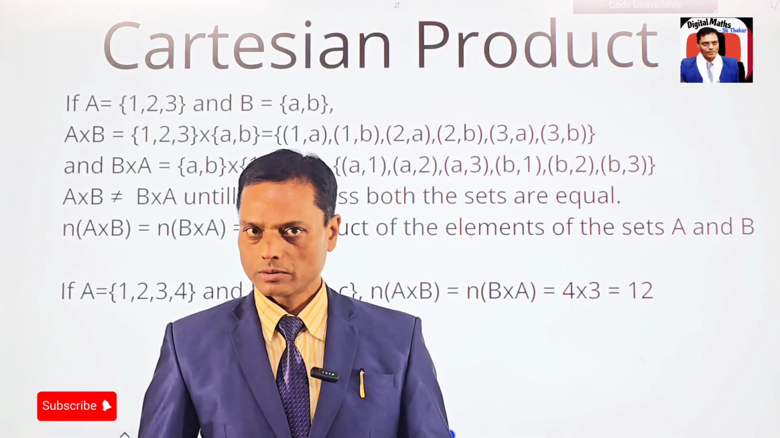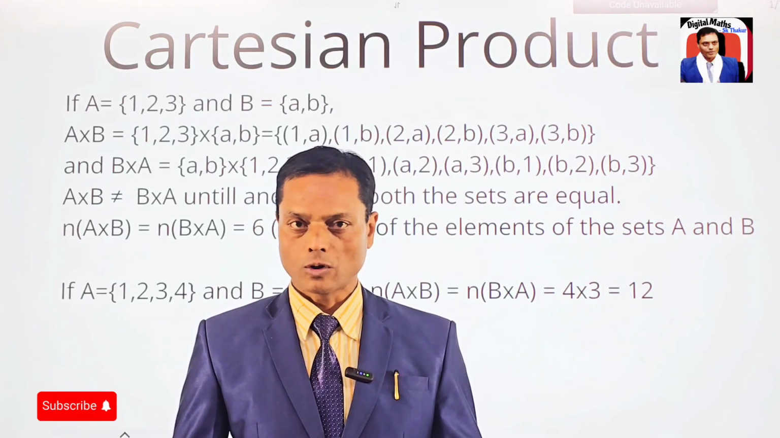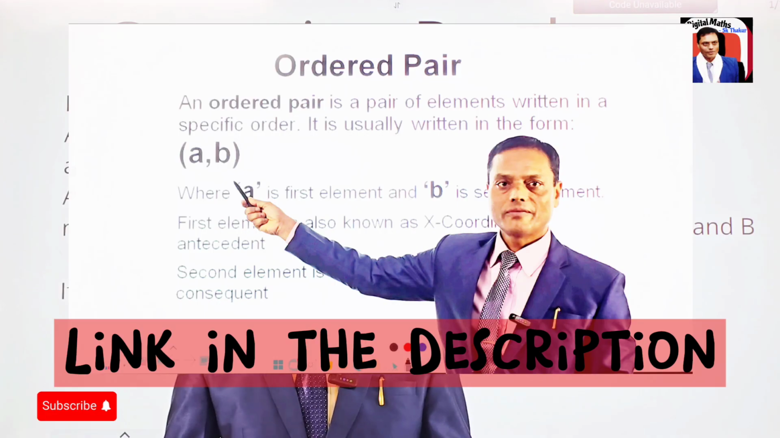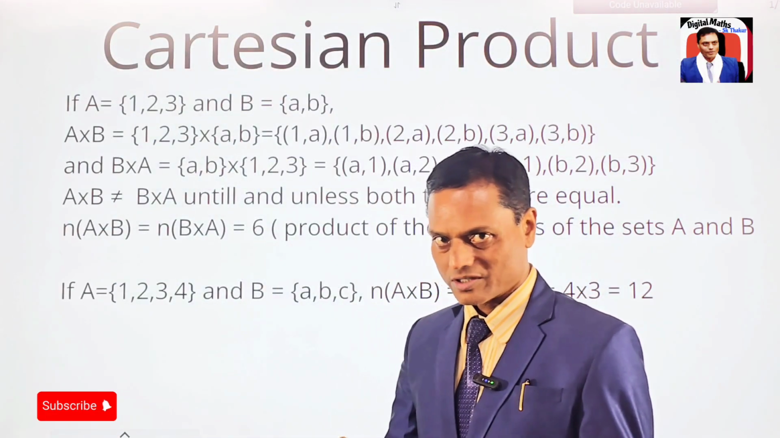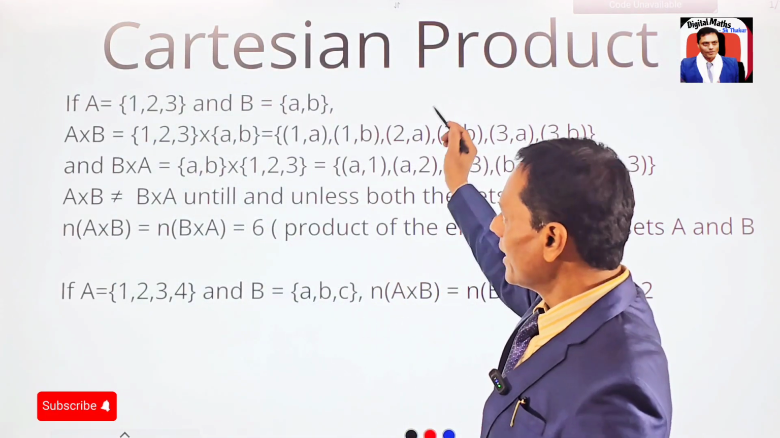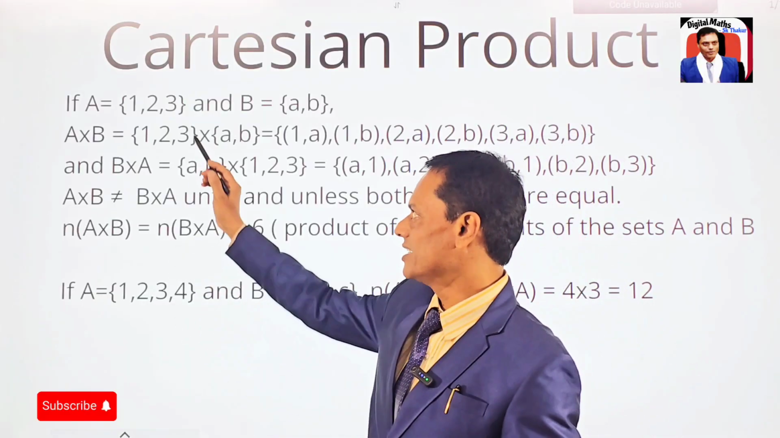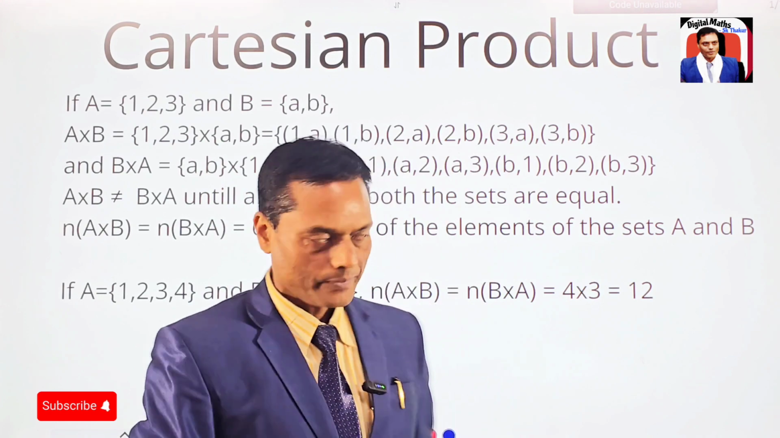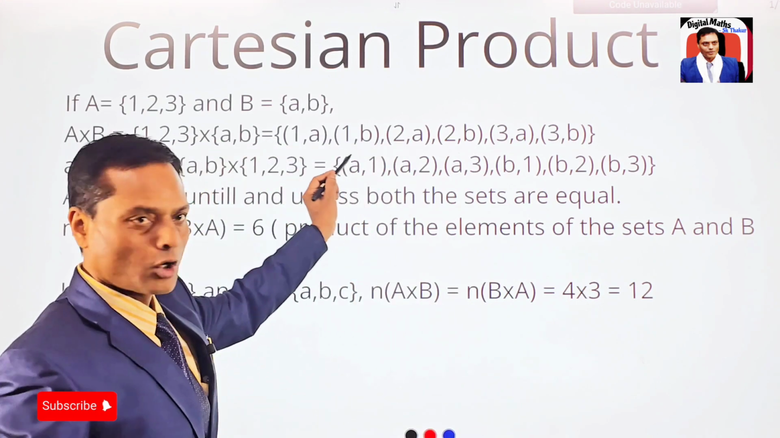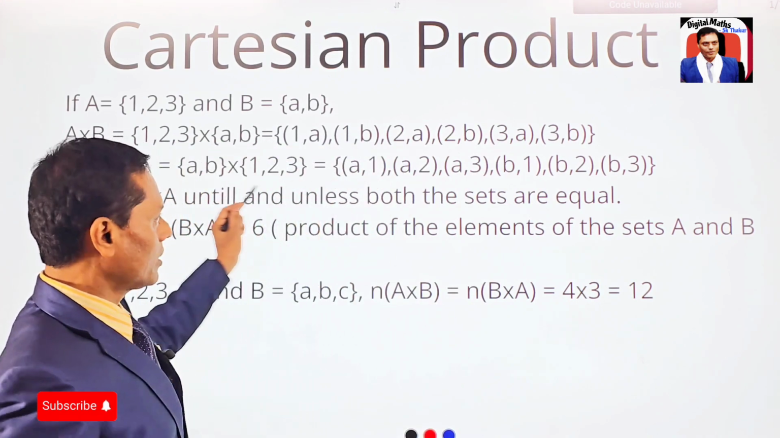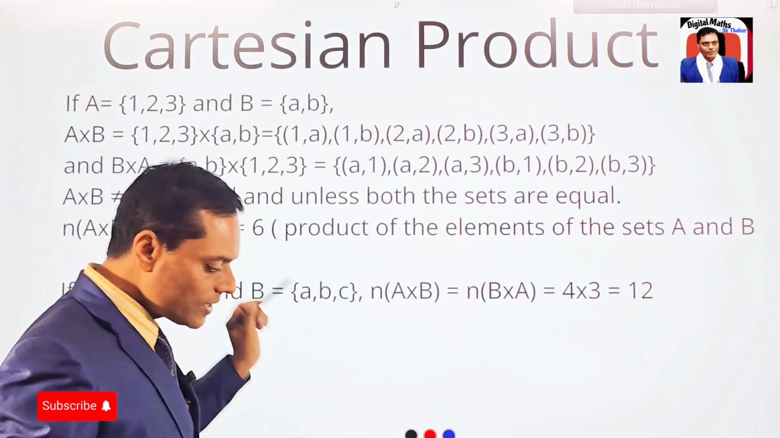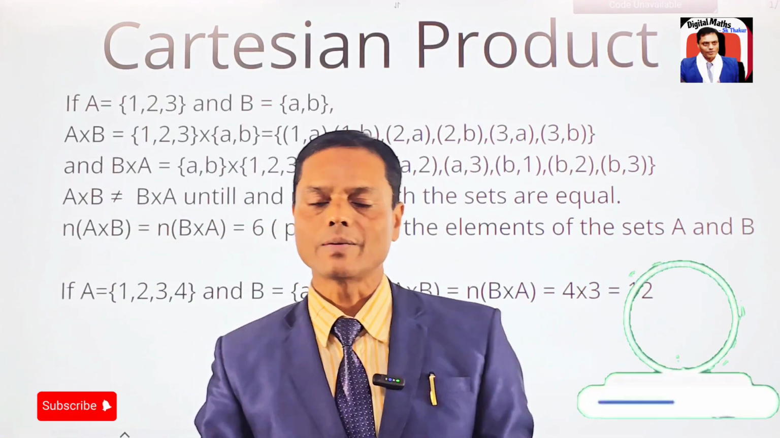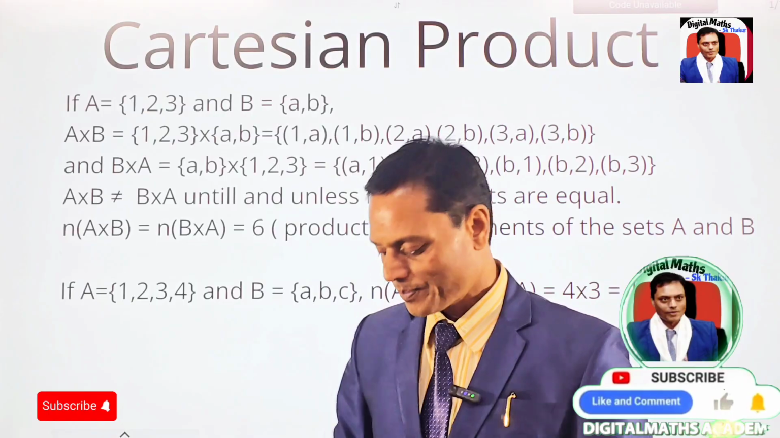In the previous video, I have already explained about the ordered pair and the Cartesian product. I am going to highlight the Cartesian product once again. If you have two sets A and B, then A cross B is a set of ordered pairs, and B cross A also has ordered pairs. If you see carefully, A cross B and B cross A are not equal.